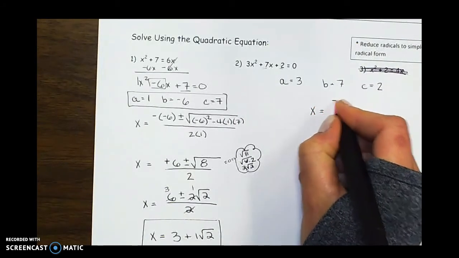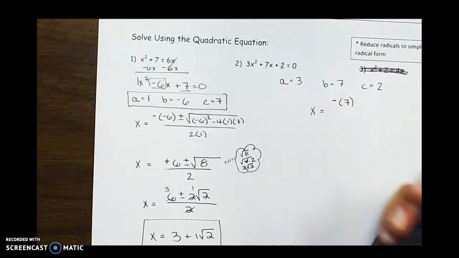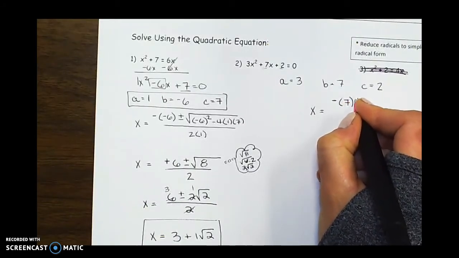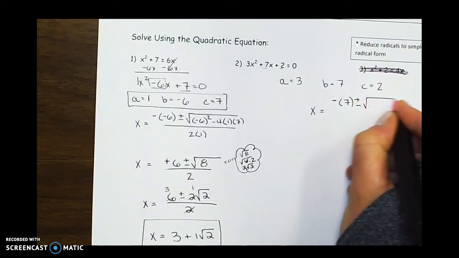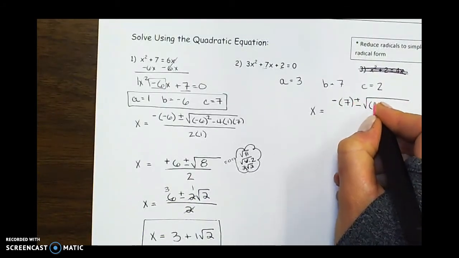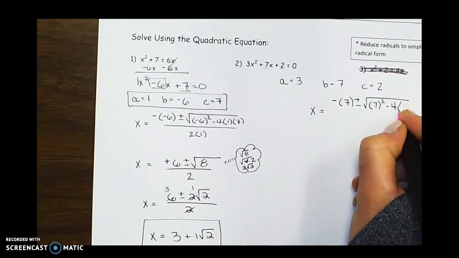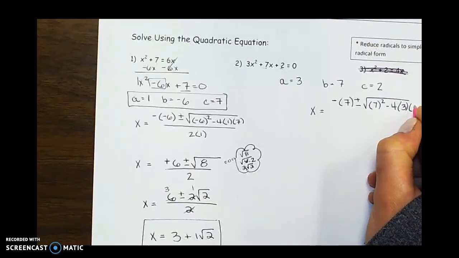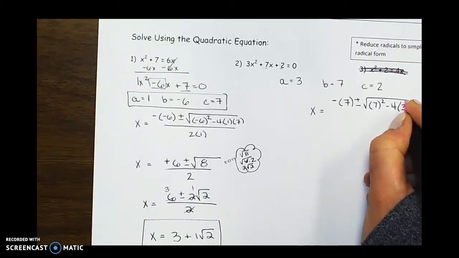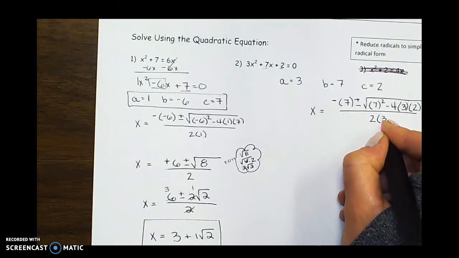So x equals negative b, which is 7. Remember, when we substitute it in, we put it in parentheses, plus or minus the square root of b squared, which is going to be 7 squared, minus 4 times a, which is 3, times c, which is 2, all over 2 times a, which is 3.